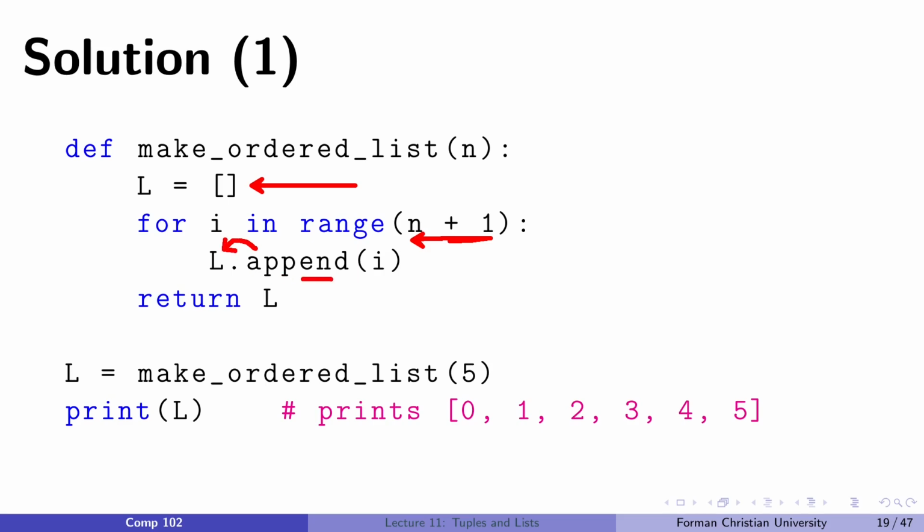This is a mutator function. And you keep on doing that. And at the end, you simply return the entire list. That's pretty straightforward and it works perfectly. And when you call this function with the value 5, it's going to return a list that contains 0, 1 to 3 up to and including the last value 5.